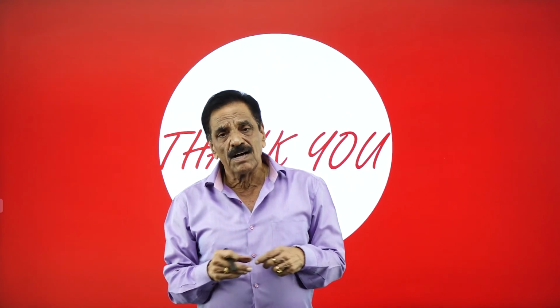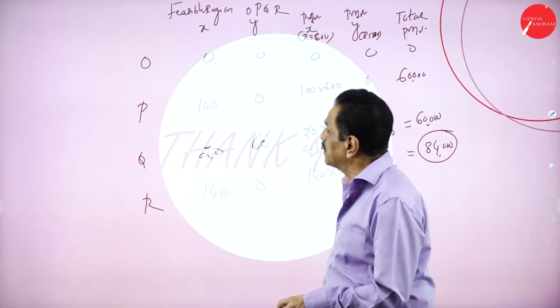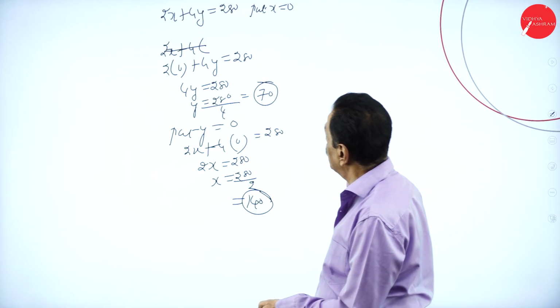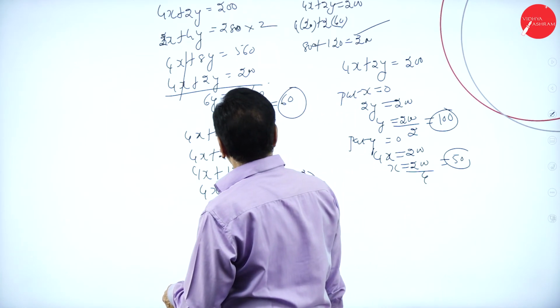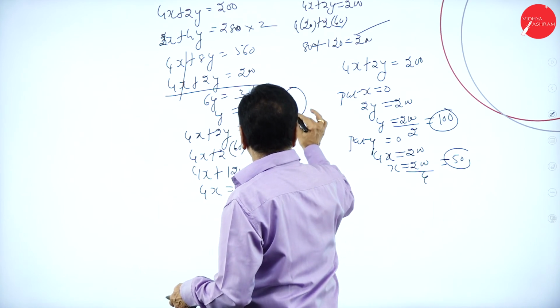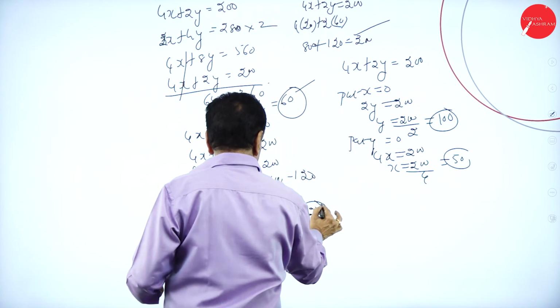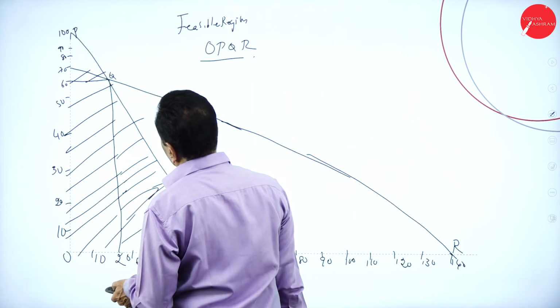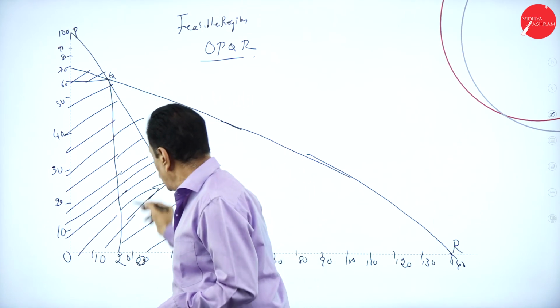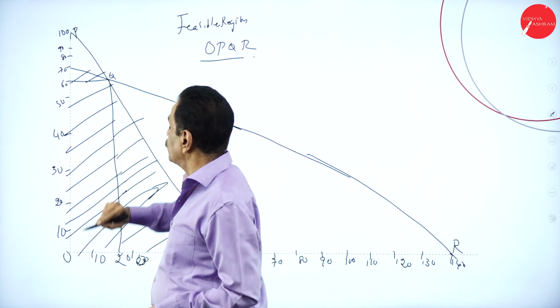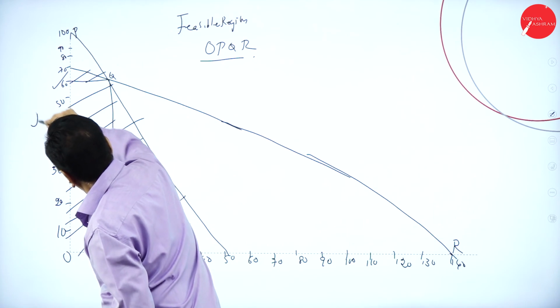I have solved the equation according to this. See that? First, I solve the equation. Y value comes how much? 60. X value comes 20. The same I put in the graph. X value comes 20. Y value comes to 60. This is the Y value.